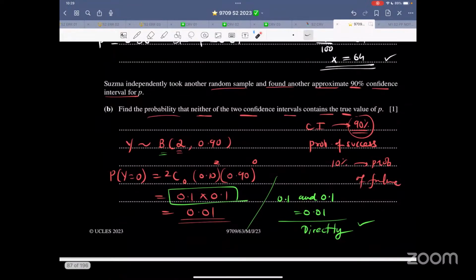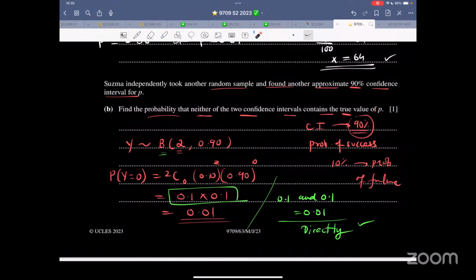Now, another twist in this particular question: Susanna independently took another random sample and found another approximate 90% confidence interval for P. Find the probability that neither of the two confidence intervals contain the true value of P. So now this confidence interval, the percentage at which we are calculating, contains the true value of the mean or the proportion of success.